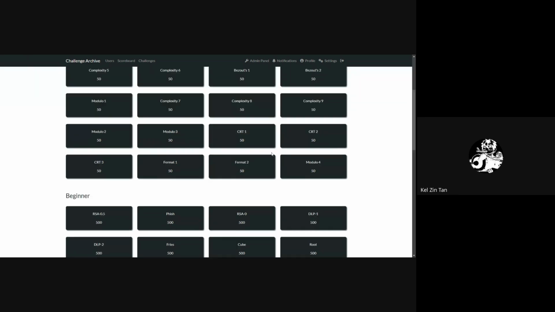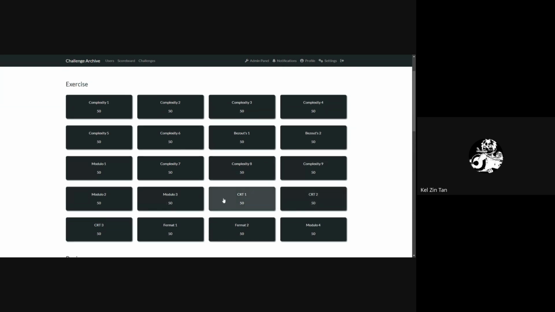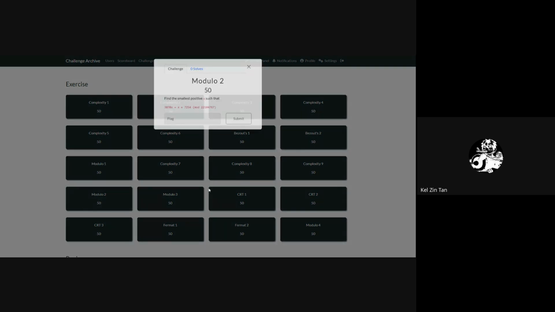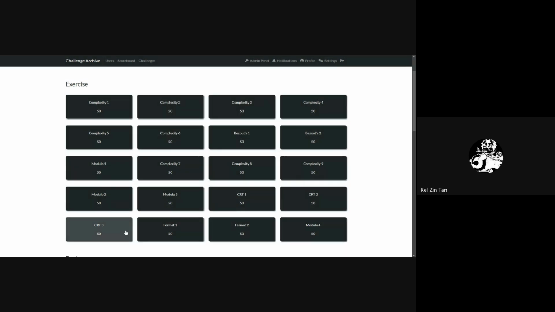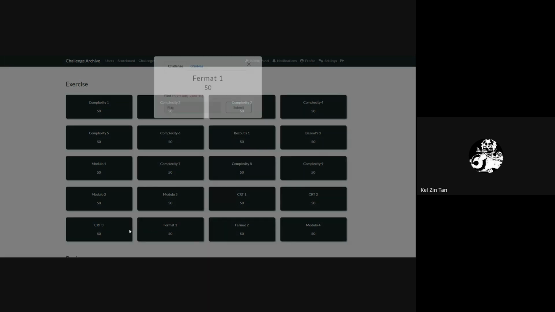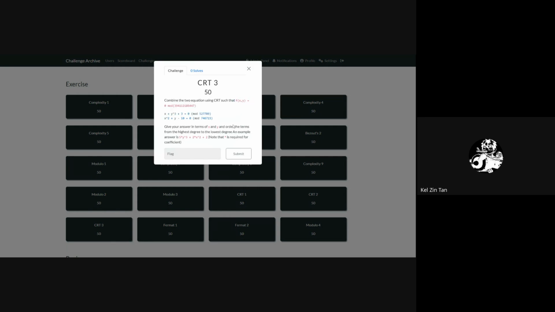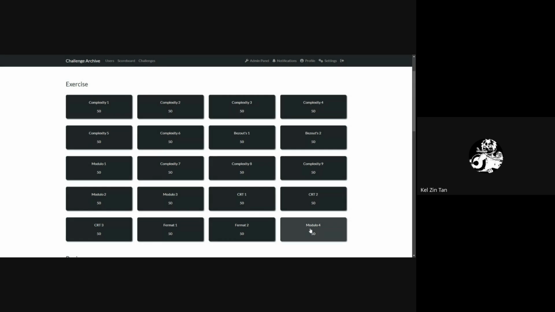Okay, so all the challenges are here, from modulo 2 to modulo 4. It's basically the same few things. If you encounter any questions, where you feel that your answer is correct but the system is not accepting your answer, then you can just let me know. Maybe I made a mistake.